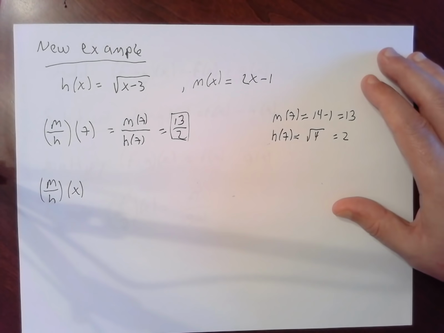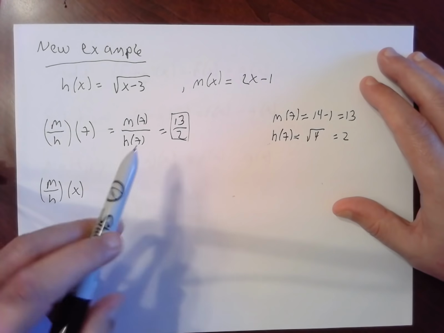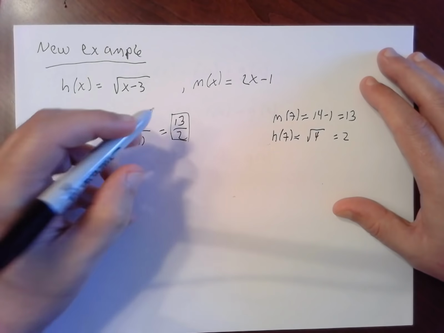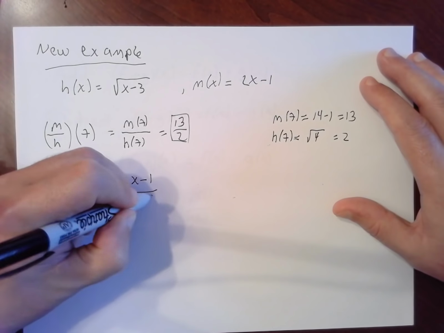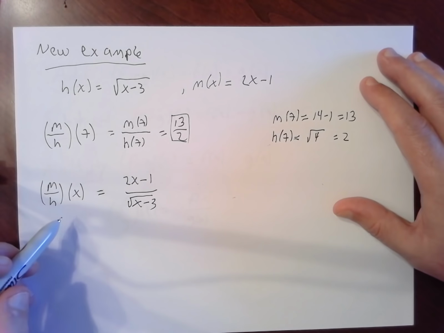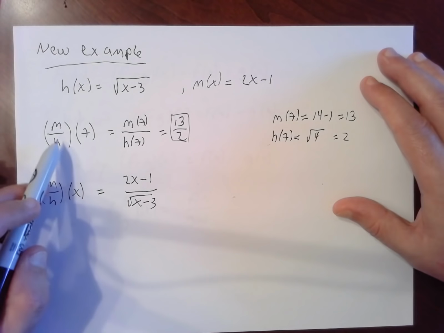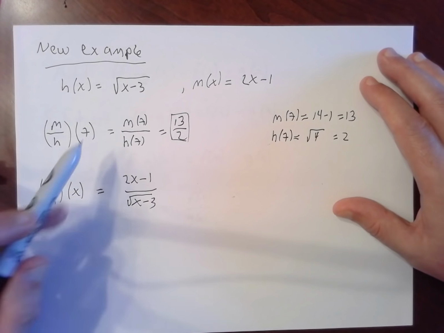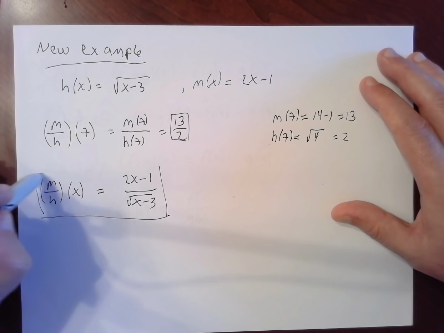We're done. Or if I wanted, I could create a brand new function, which is m divided by h. And that would just be m divided by h. So here's a brand new function. Then if I wanted to calculate stuff like this, m divided by h of 7, I could just plug into this formula, or I could do them one piece at a time, either way. So in this case, that was done.